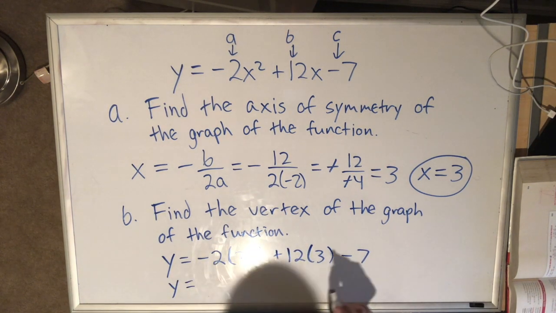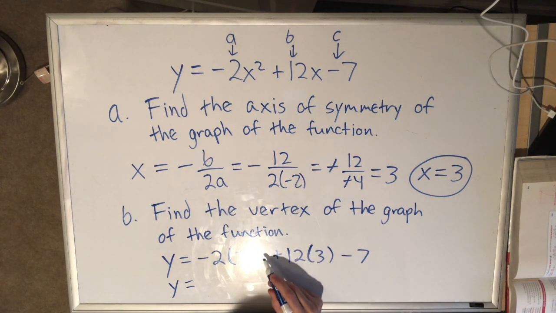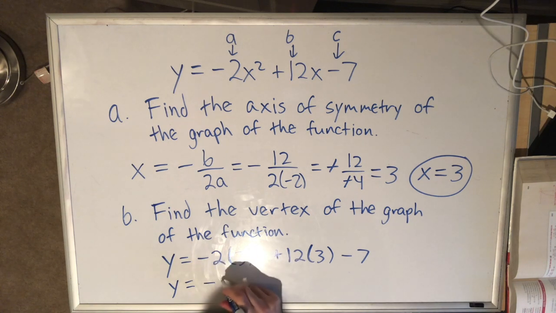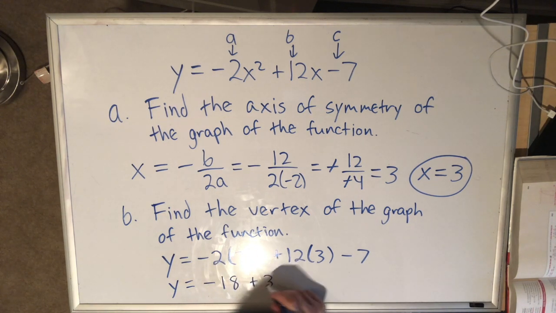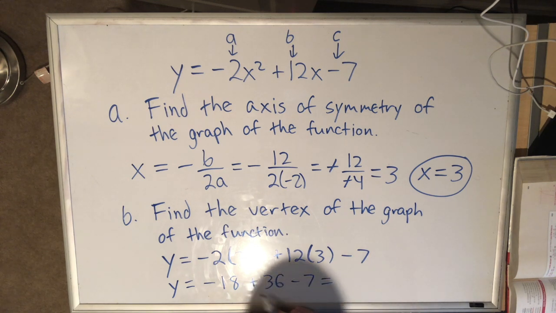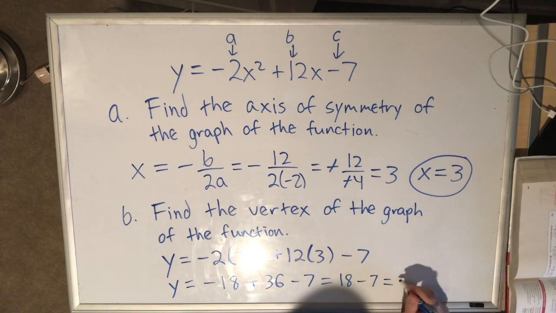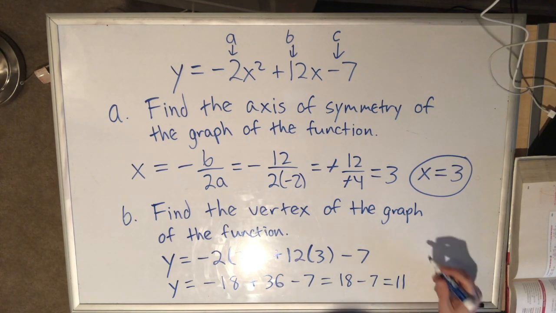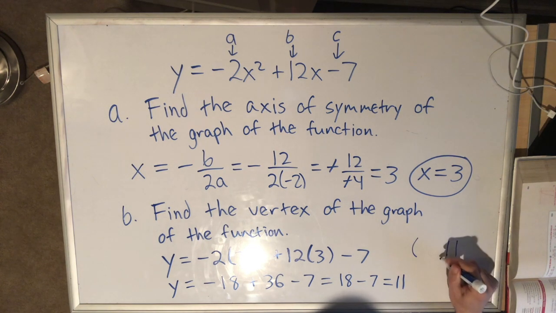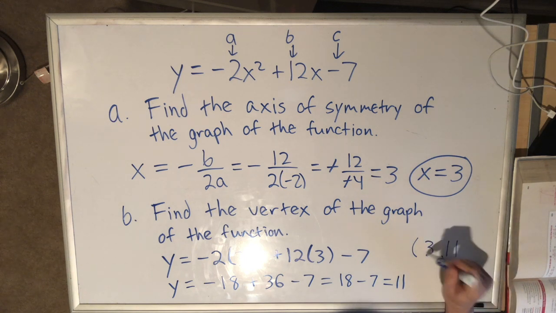According to PEMDAS, we do E for exponents before M for multiplication, or A for addition, or S for subtraction. 3 squared is 9. Negative 2 times 9 is negative 18. 12 times 3 is 36, minus 7. Addition and subtraction are equal in importance according to PEMDAS, so if you see both in the problem, you do whichever comes first as you go from left to right. Negative 18 plus 36 is 18. 18 minus 7 is 11. So 11 is the y-coordinate of the vertex. And then the x-coordinate of the vertex is 3, which we found in part A.